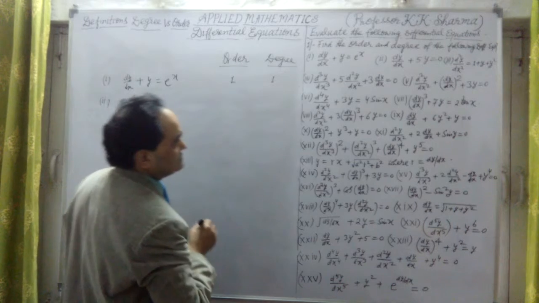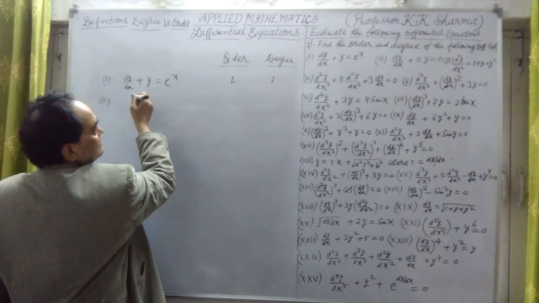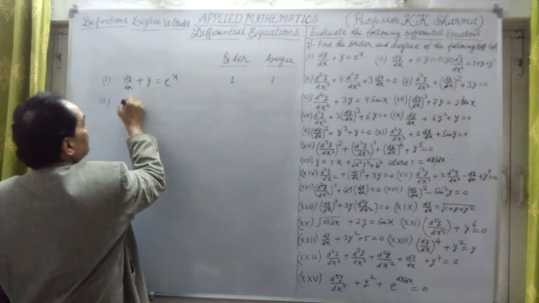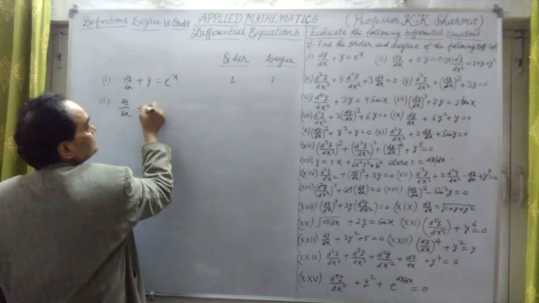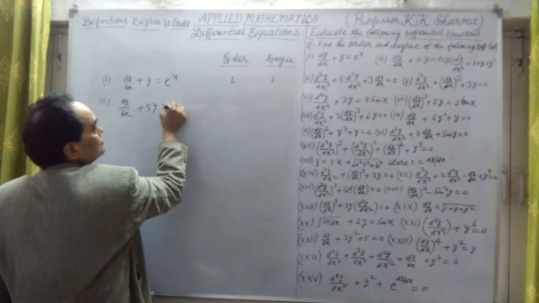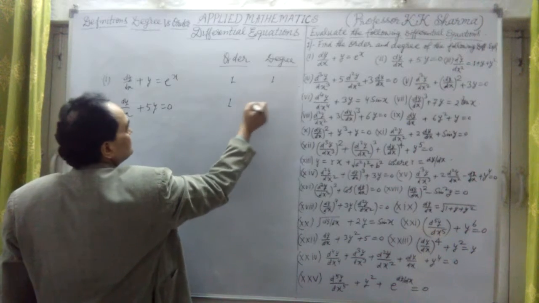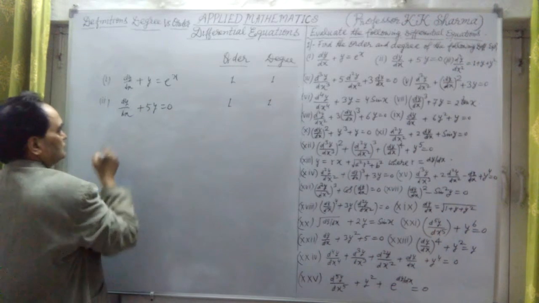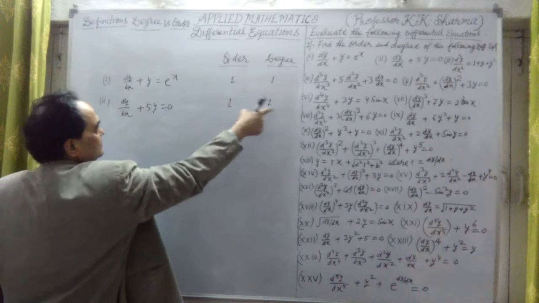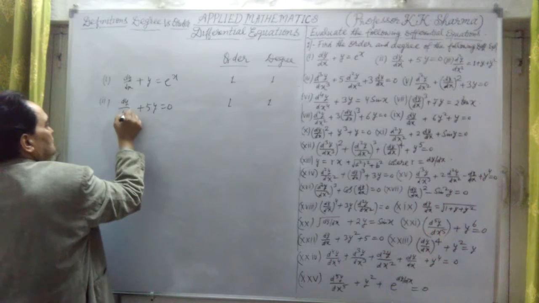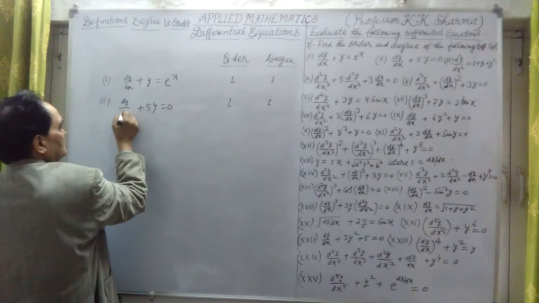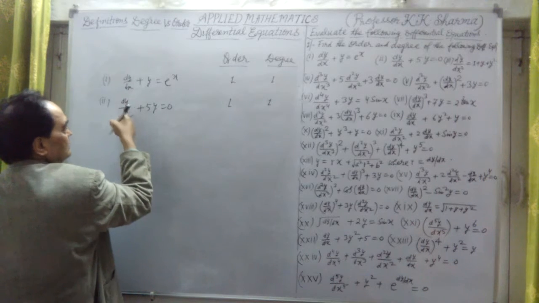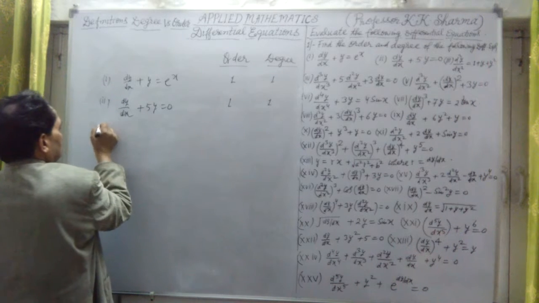Second question, number 2: dy/dx plus 5y equal to 0. Here order 1, degree 1. There is no doubt about this. Order is 1, degree is also 1. Why? Because we have to find the power of this derivative. The derivative is a first order derivative, and its power is 1.